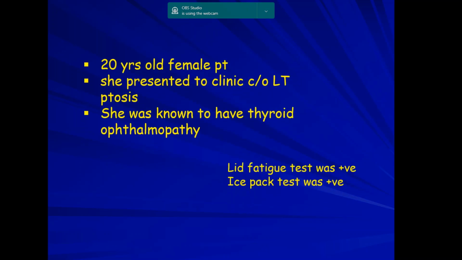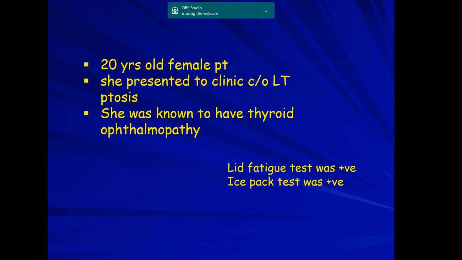Here is a case of a 20 year old female patient. She presented to our clinic complaining of left ptosis, and she was known to have thyroid ophthalmopathy. I'd like to emphasize here that thyroid eye disease is an autoimmune disease and can be associated with other autoimmune diseases like myasthenia gravis. So if you have a patient with thyroid eye disease and exotropia, or thyroid eye disease and ptosis, which is uncommon, you should think about myasthenia and you should exclude it.